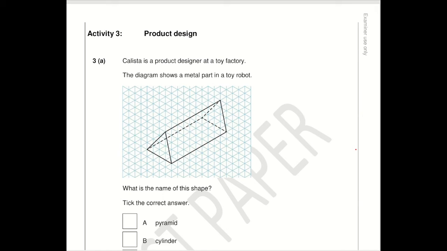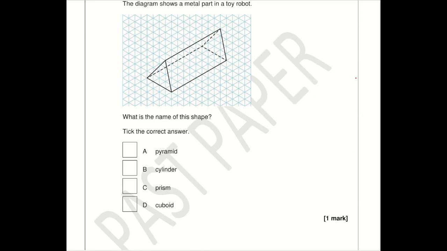Okay, on to question 3. It's simply asking us what is the name of this shape. Well, what we've got here is a triangular face at the front and the same size triangular face at the back. Now, if I were to get a saw and cut anywhere down the middle, I would still have the same triangle. Basically, it's a triangle all the way through.